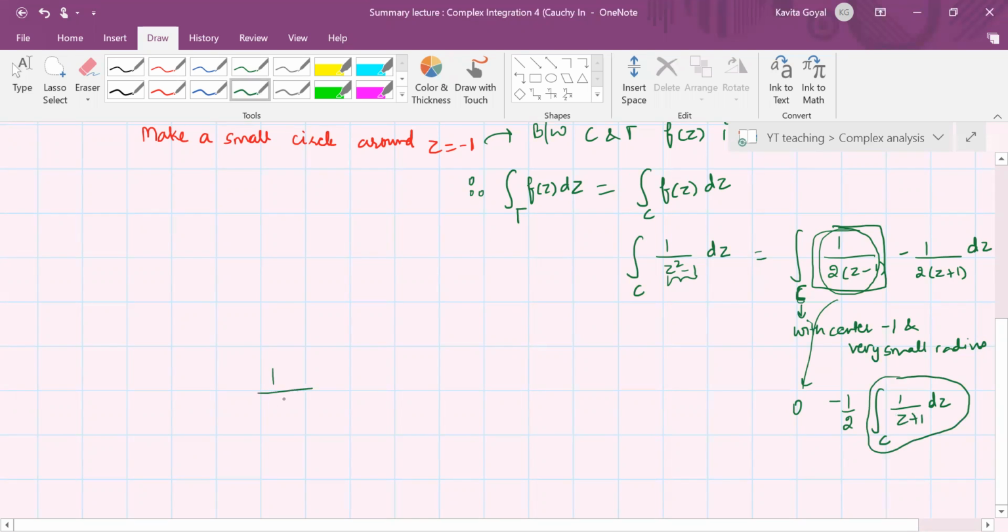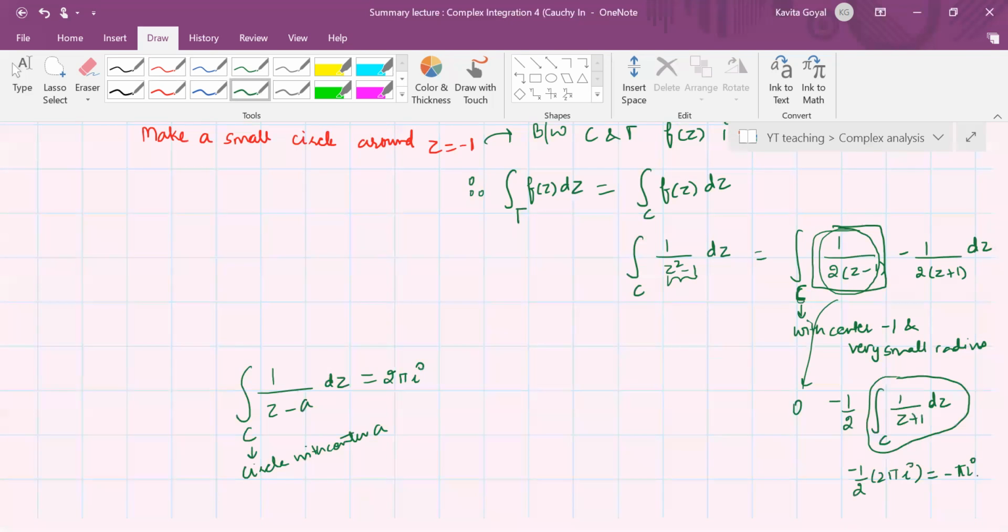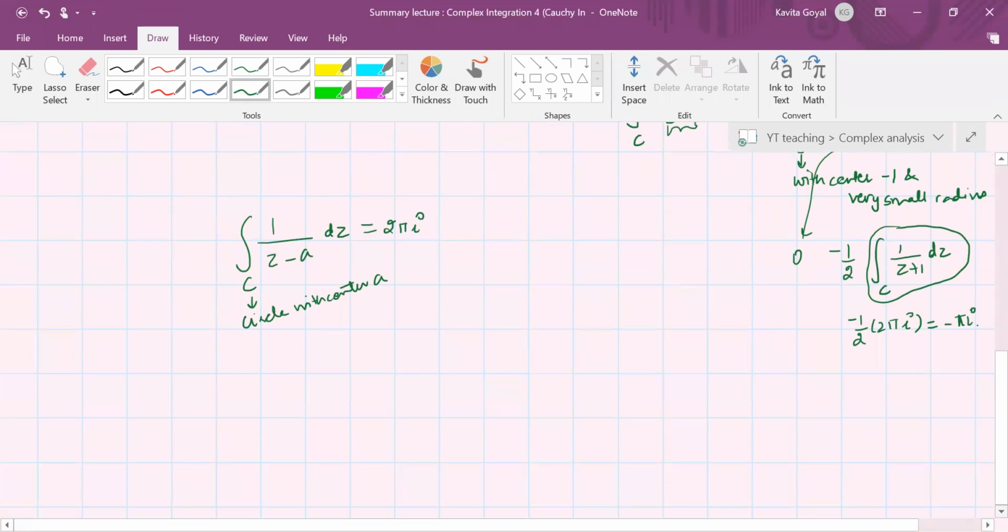We have seen that if you have the integral of 1 upon z minus a dz, where C is a circle with center a and any radius, then this integral is 2 pi iota. So here this integral is 2 pi iota, and your answer is minus pi iota. Fine. Okay, ma'am.